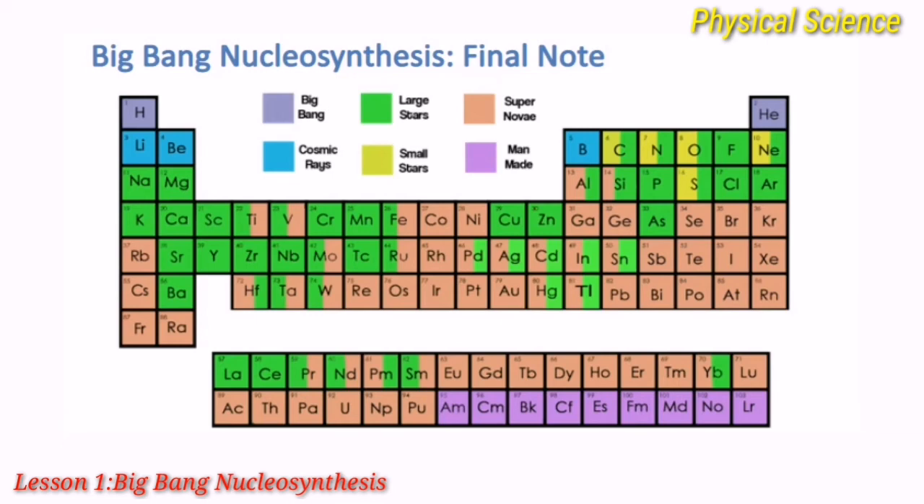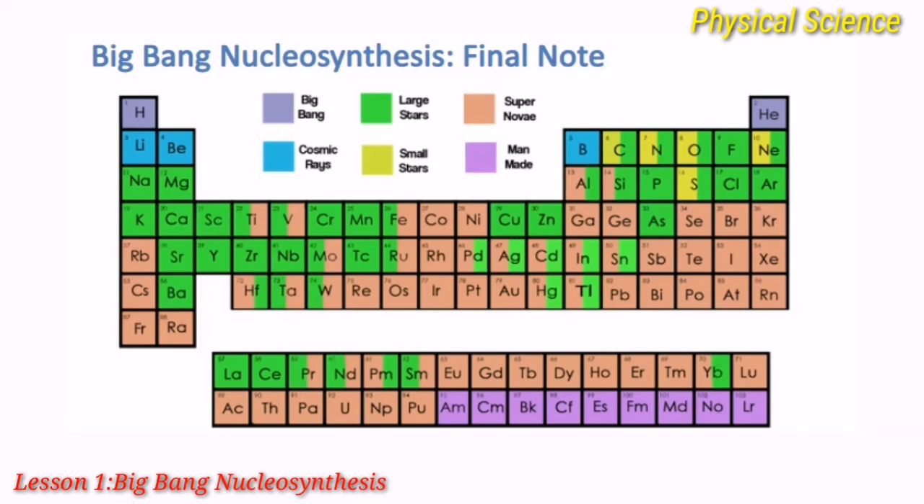And for the yellow green, we have sodium, magnesium, potassium, calcium, and so on. All those elements in the periodic table with green color are formed from large stars. And for the brown, we have rubidium, cesium, francium, radium, and so on. Those elements with brown color are formed from supernova.